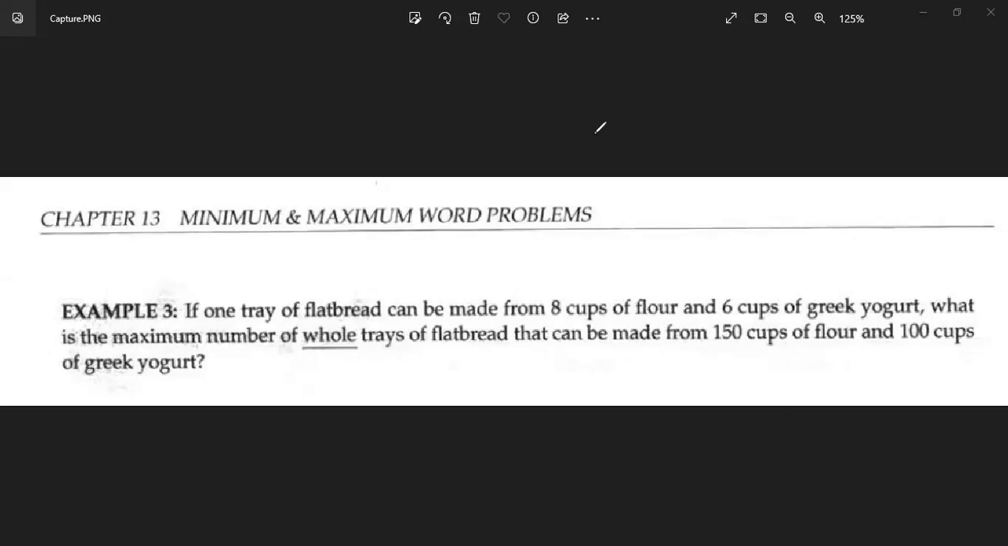We have another request from one of my students on the Telegram or WhatsApp groups. She told us about this problem, or this example, in chapter 13, College Panda: minimizing or minimum and maximizing or maximum word problems.